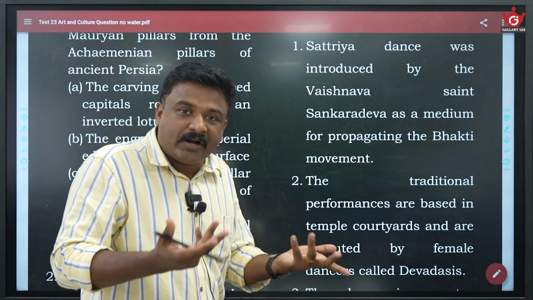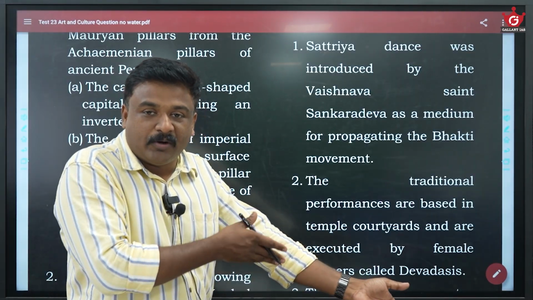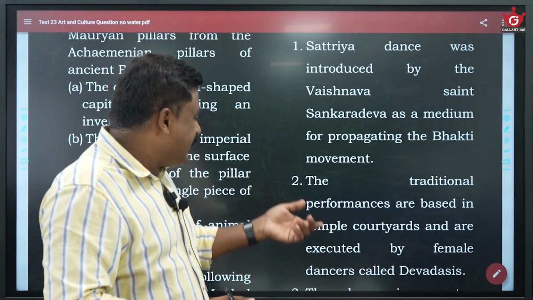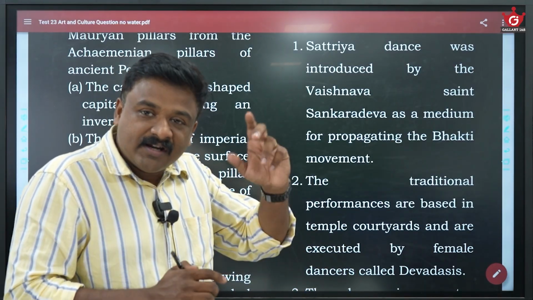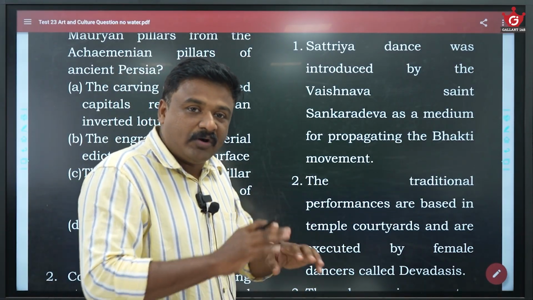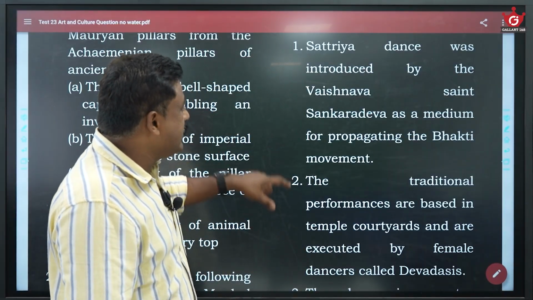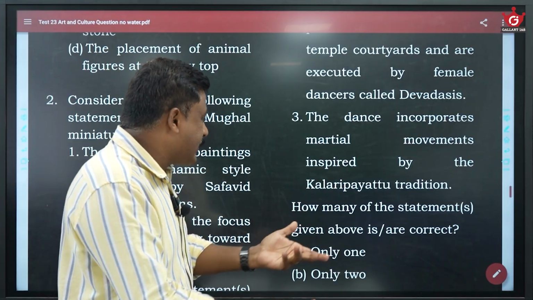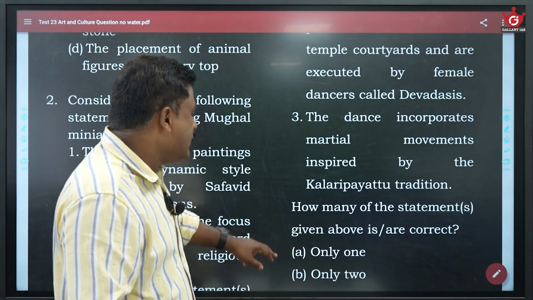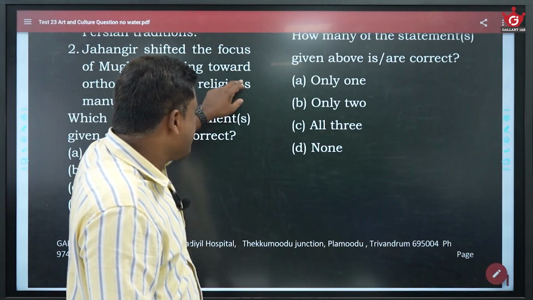Kalaripayattu has no connection. That is deep in the south, belonging to the martial art of Kerala. Then coming to Devadasis, that is something connected with Bharatanatyam, a classical dance of Tamil Nadu. So entirely different. So the first one is correct, the second one is wrong, and the third one, there is no connection of Kalaripayattu tradition, nothing. So I will go for only one.